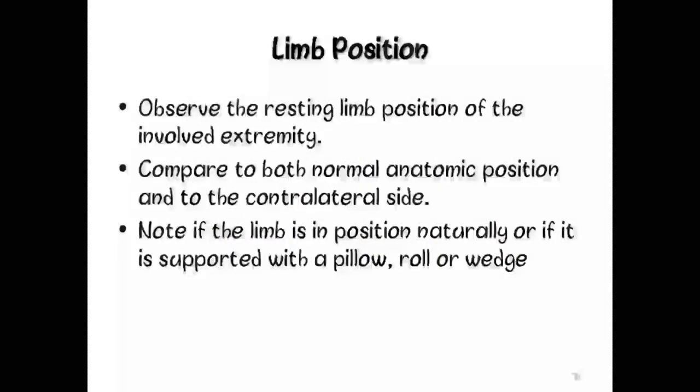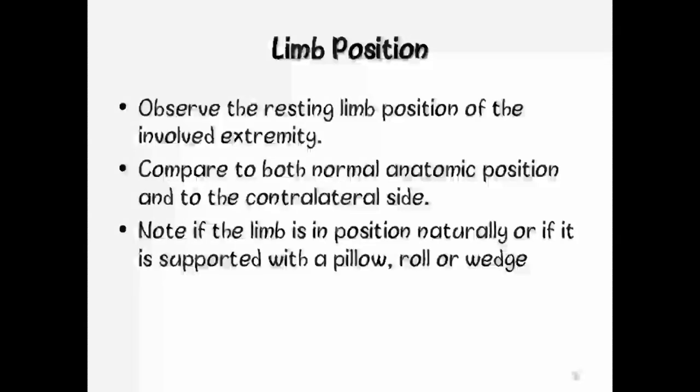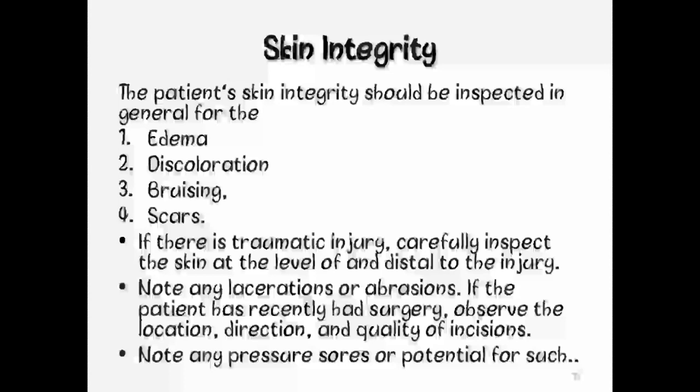Now limb position. In the limb position, we observe the resting limb position, and here we note any kind of deviation in the joint angles and the alignment. Then comparison. We compare the limb to the normal anatomic position. Here we identify any differences in the alignment, in rotation, in the symmetry compared to what is expected in the standard anatomical position. Then comparison to the contralateral side. When we compare it with the contralateral side, we assess for any asymmetry or any discrepancy. Then it is also very important for us to note whether the limb is naturally positioned or if it is supported. Discoloration, bruising, scars.